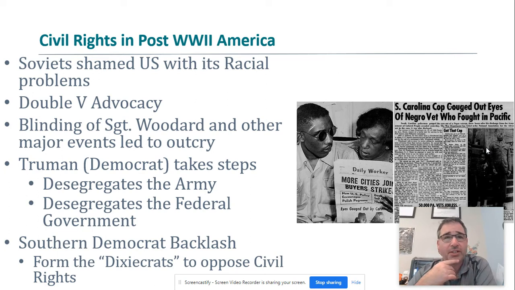The Soviet Union was using civil rights as a weapon against the United States. The Soviet Union was showing the ways that the United States was an unequal nation, and they were using it as a propaganda tool. Part of World War II, remember, was the Double Victory Campaign. As part of the Double Victory Campaign, the African-American soldiers that went off to war were coming back, and they were going to fight for equality.